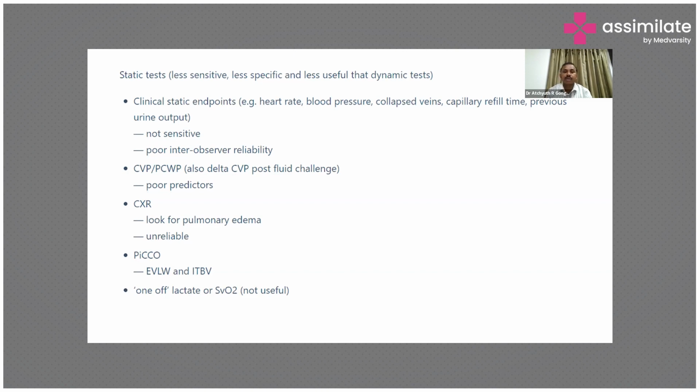And then chest X-ray looking for pulmonary edema. We all know how much time it would take. However quick the hospital and your system is, the chest X-ray would definitely take more time than you can really allow, right? And then other parameters: echo, extravascular lung water, and also lactate values, and even the venous oxygen saturation. So these are described as static tests, and they're not very sensitive, and they're not very specific as well.